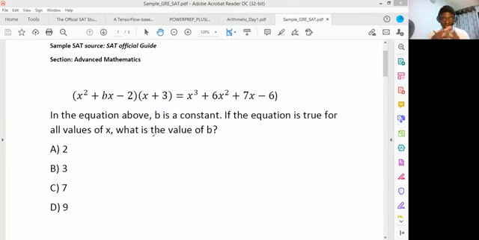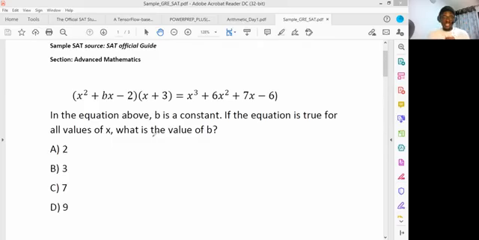Well, just taking a look at this question, you might be fazed by it. You might feel intimidated by this particular question. But it's a very simple question if you understand what is required of you. So basically, this question is trying to test your knowledge of expansion of algebraic expressions and your ability to compare expressions on both sides of an equation.